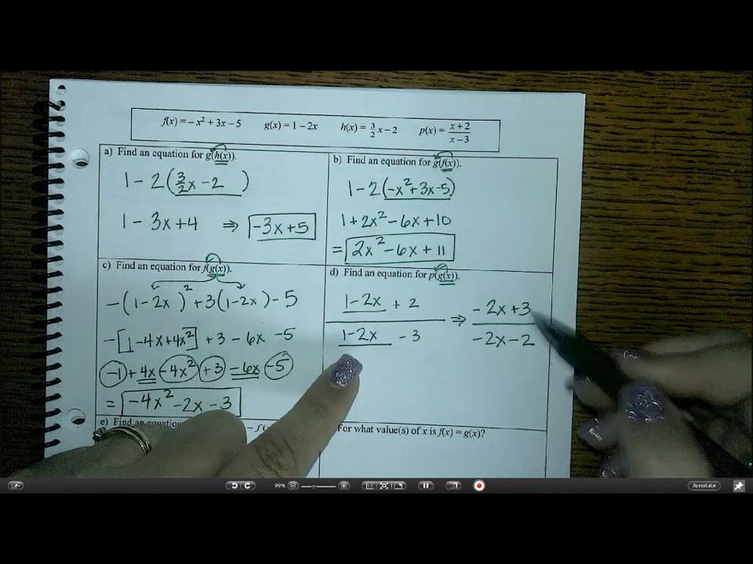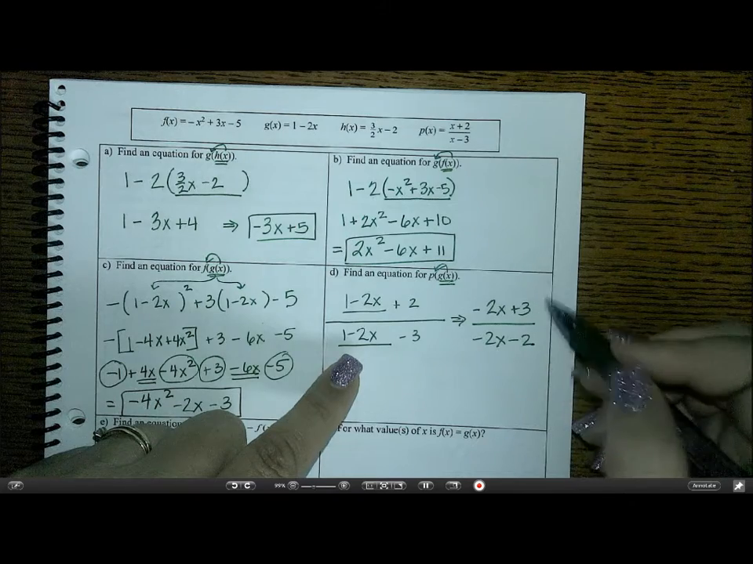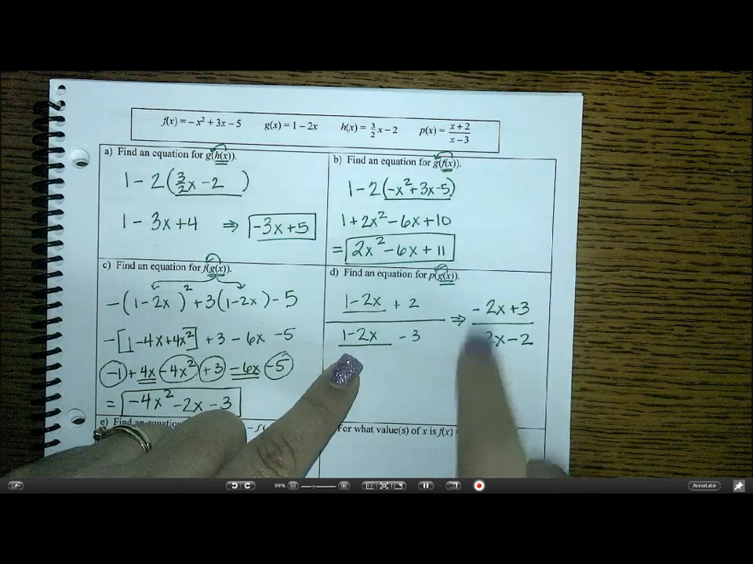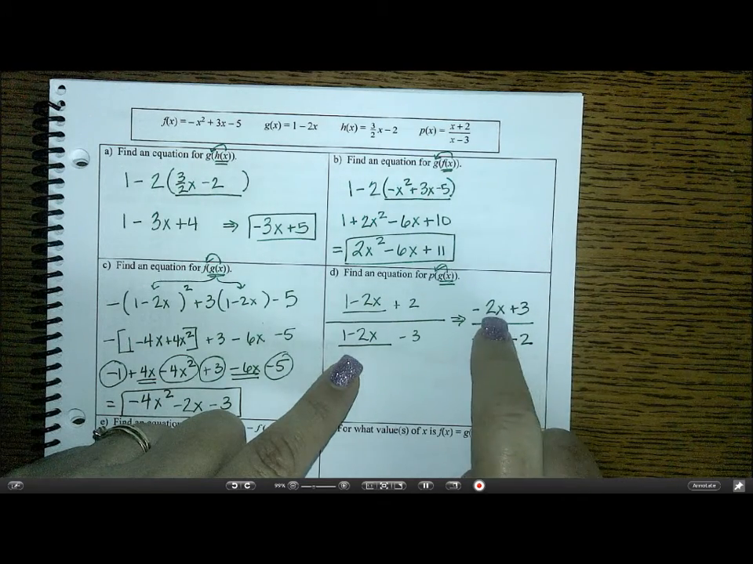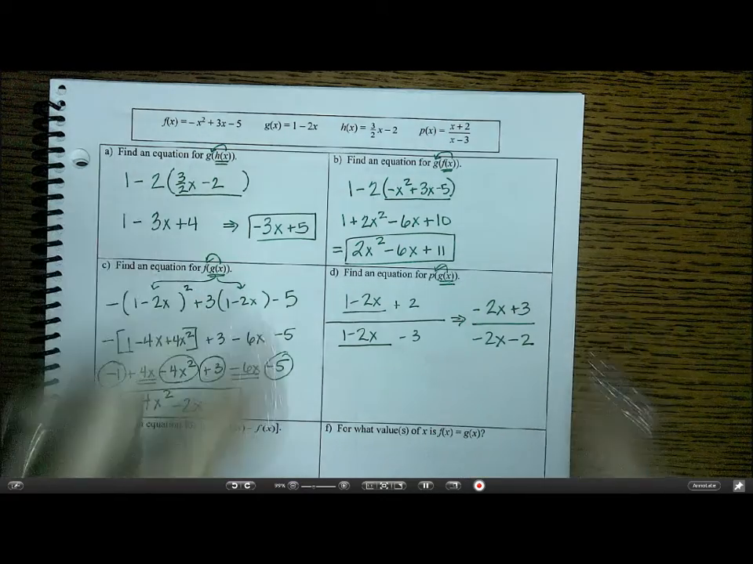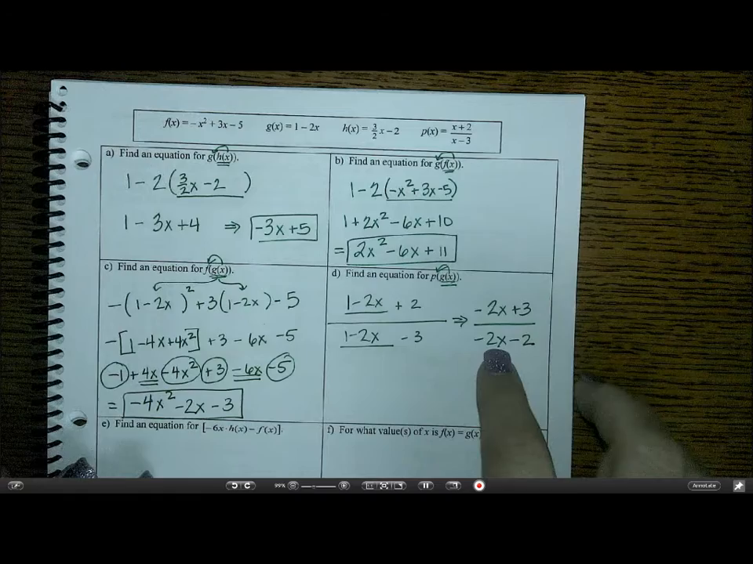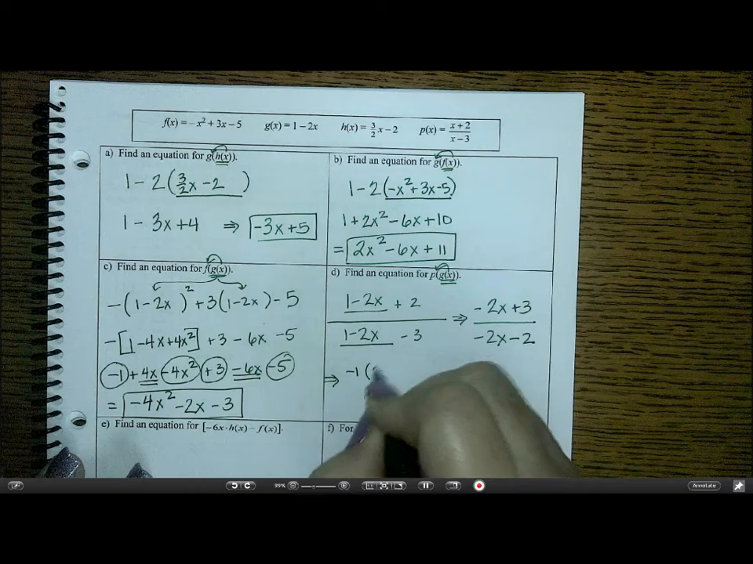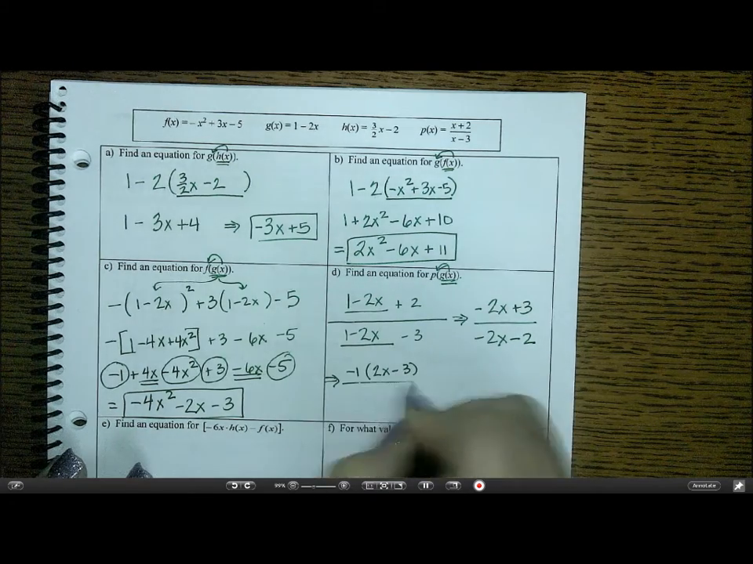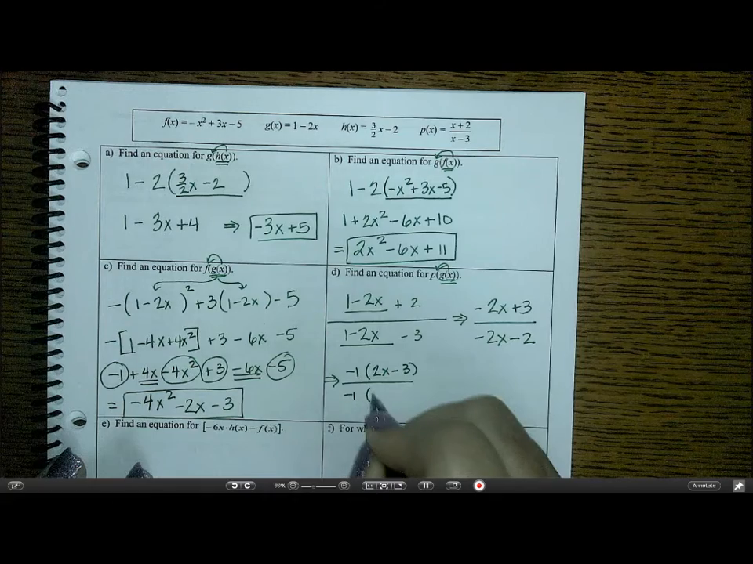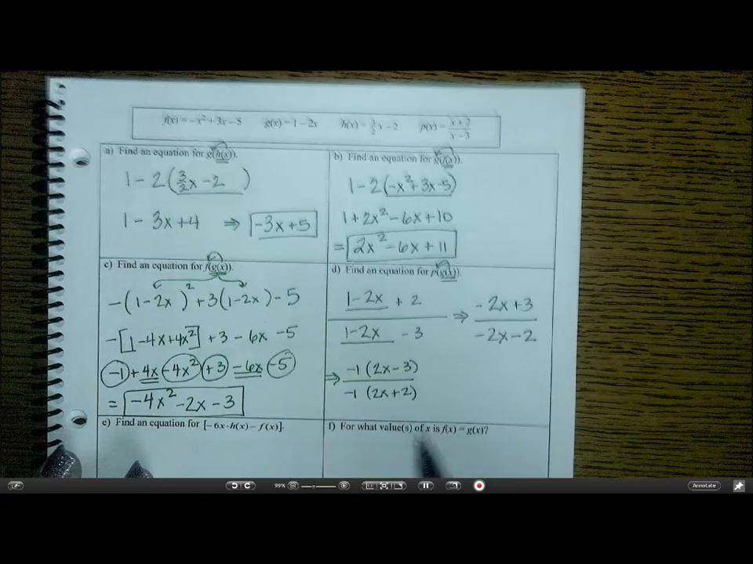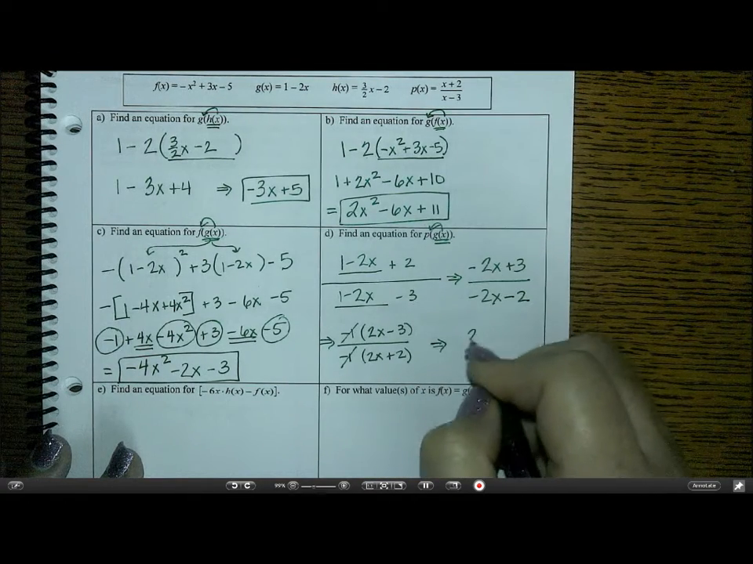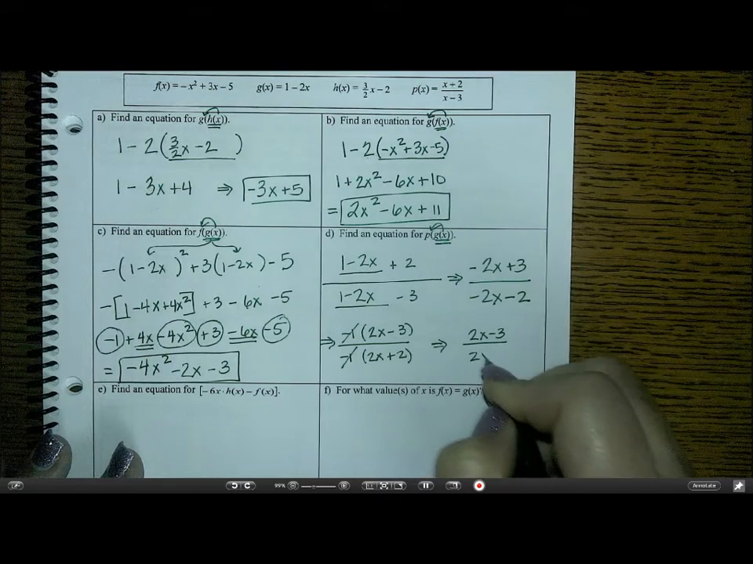Now, from here, there's only one thing that I want you to pay attention to. The fact that they both have negatives right here. I want you to factor out a negative 1 because they both have a negative 2x. So I want you to look and see, if I were to factor out a negative 1 on the top, I would get 2x minus 3. And if I were to factor out a negative 1 on the bottom, I would get 2x plus 2. Then you can see that negative 1 and negative 1 cancel. So the simplified form is 2x minus 3 over 2x plus 2.